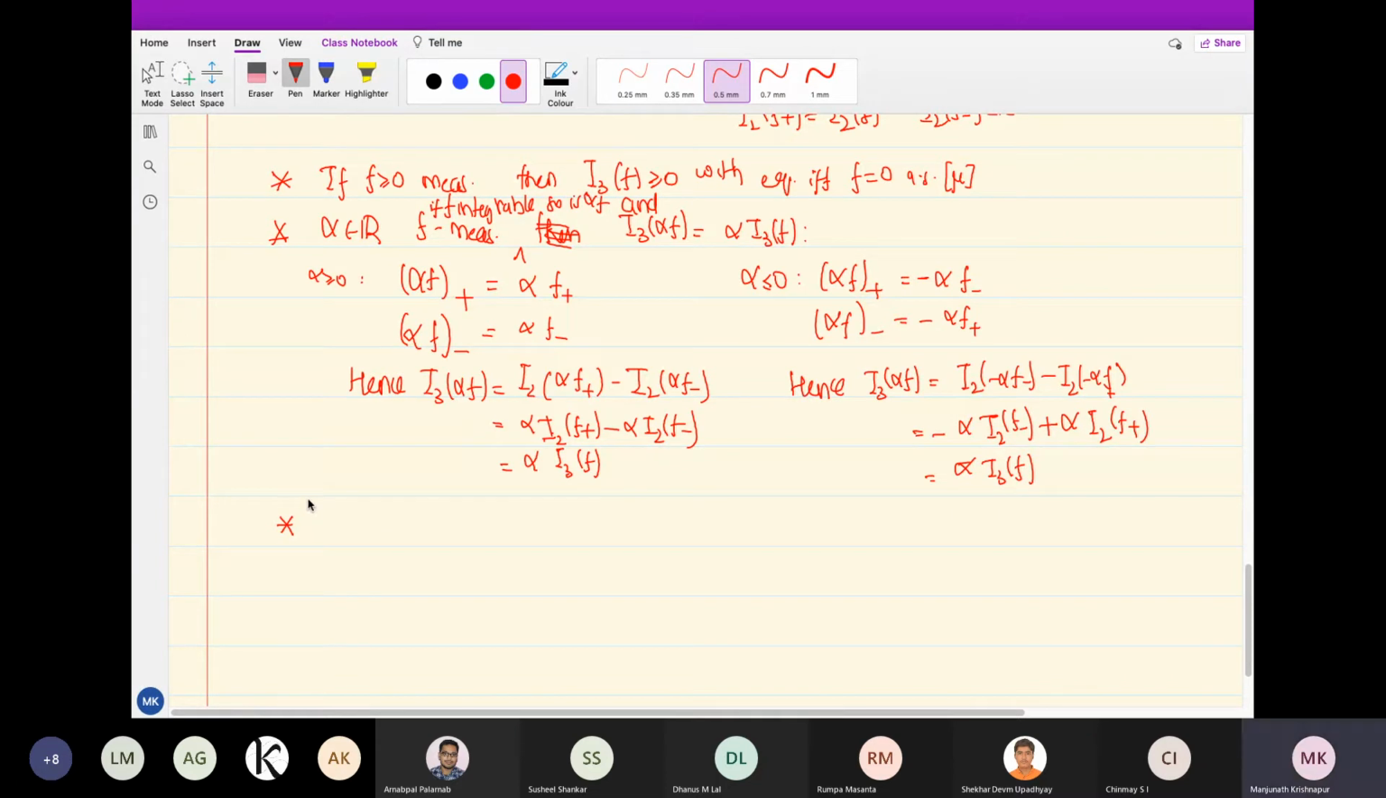Okay. So the last part that remains is: if f and g are integrable, it implies f plus g is integrable, and I3 of f plus g is I3 of f plus I3 of g. Why is f plus g integrable?